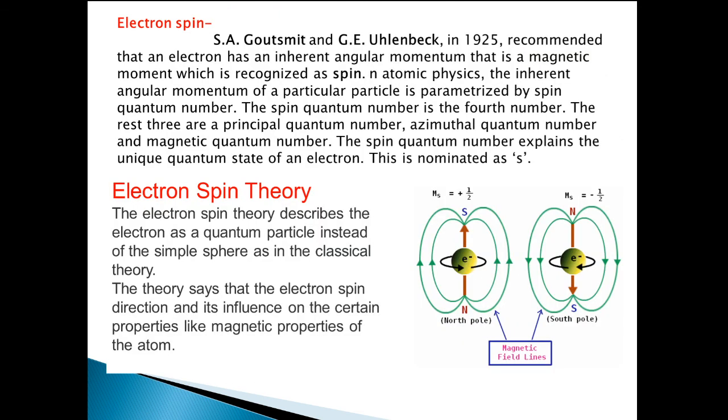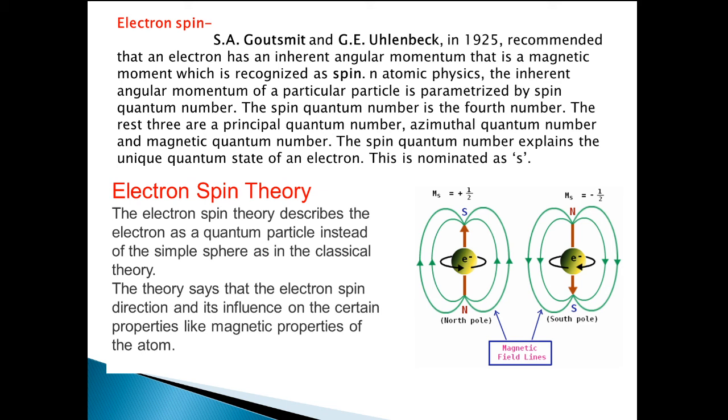Now, electron spin. Any charge in uniform circular motion is associated with a magnetic moment, given by the expression mu equal to charge by twice the mass of that charge into angular momentum.